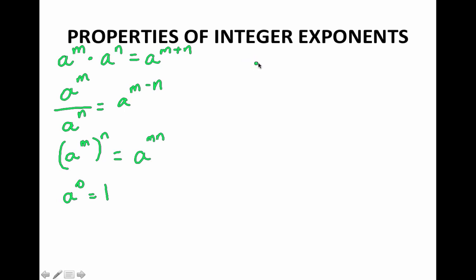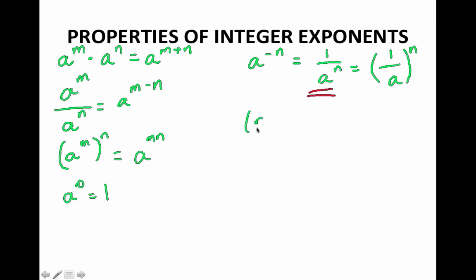Okay, here are some other properties. If we have a number a to the negative n power, that is the same thing as 1 over a to the n. But really, this is the more popular way or more common way of seeing it.